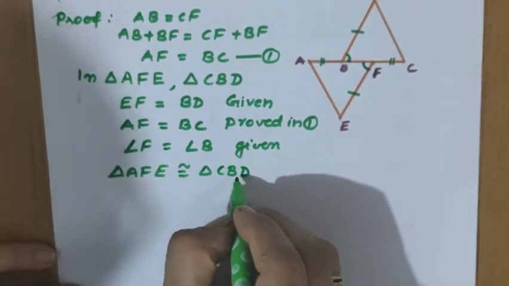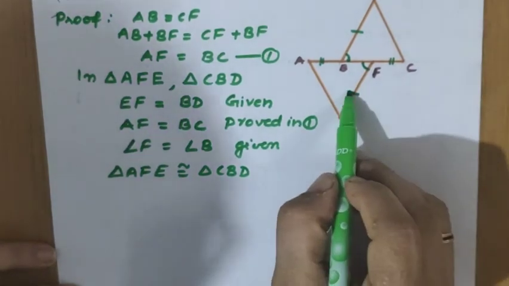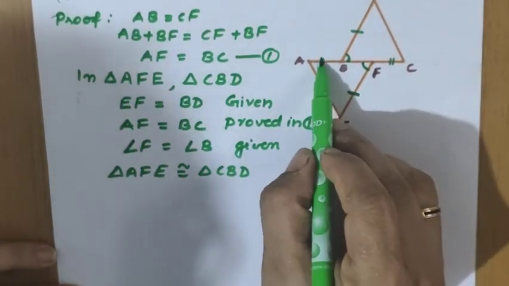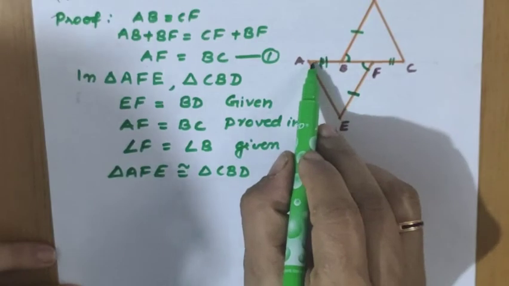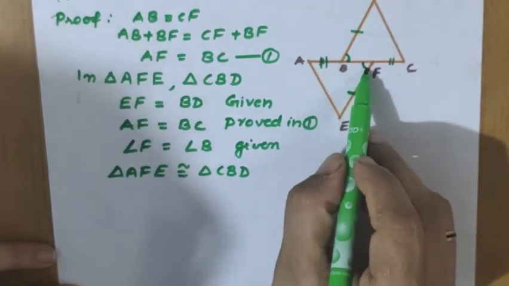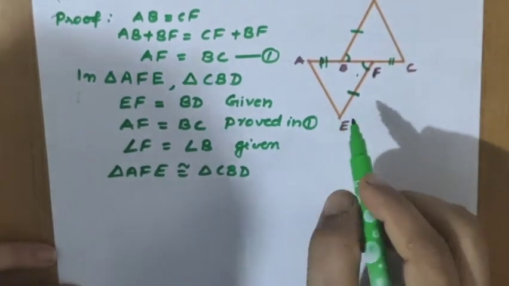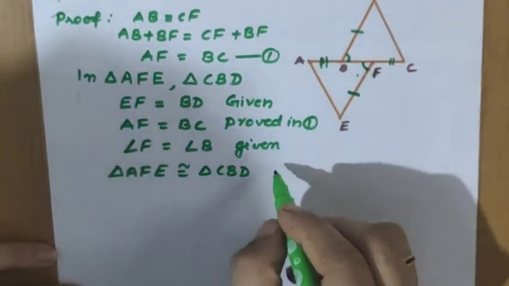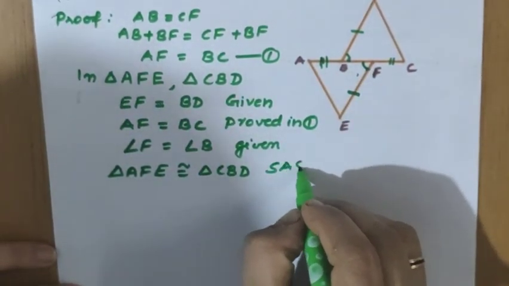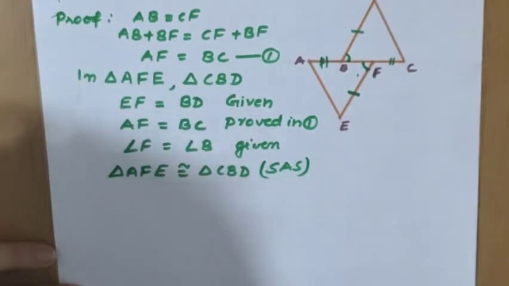Let us check the criteria once again. EF is the first equal side and AF is the second equal side. Now, this is meeting at which angle? Angle F. So, F is the included angle. So, by this criteria, which criteria? Two sides and the included angle, SAS criteria, these two triangles are congruent.